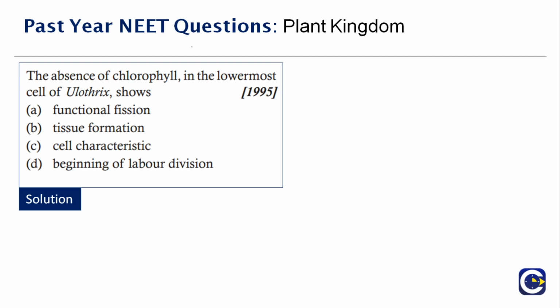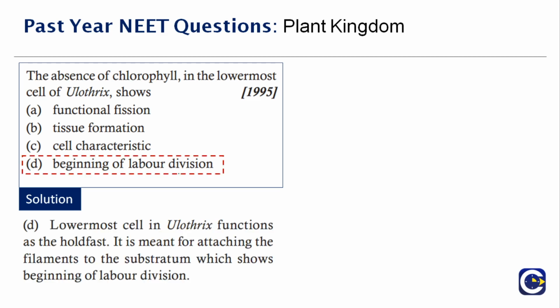See, only when there is a formation of another new organism, the organism will undergo drastic changes in order to compensate, and it will release a new organism. Therefore functional fission, tissue formation, cell characteristic cannot be the answer, because these are actually a part of an organism and are going to be there always. But beginning of labor division is once again leading a process towards a new generation, and therefore the correct answer to this question is option D, beginning of labor division.